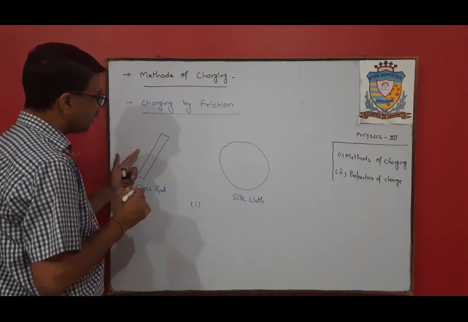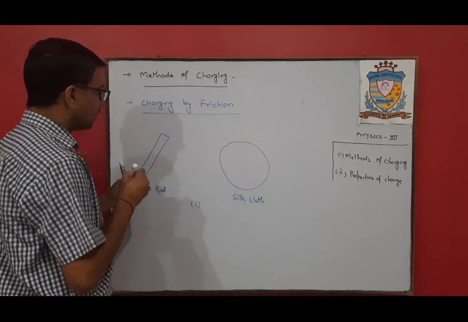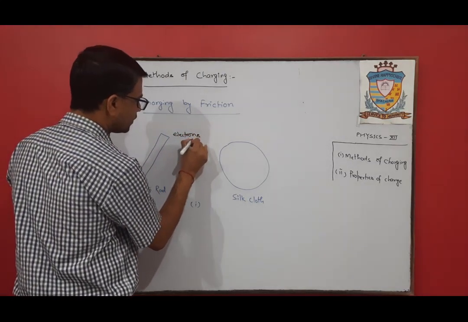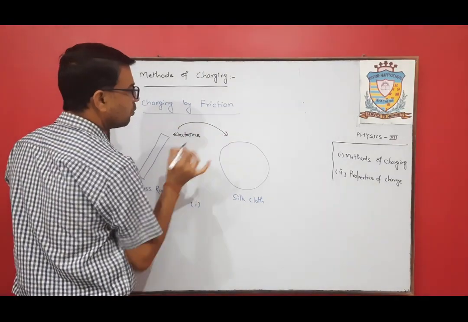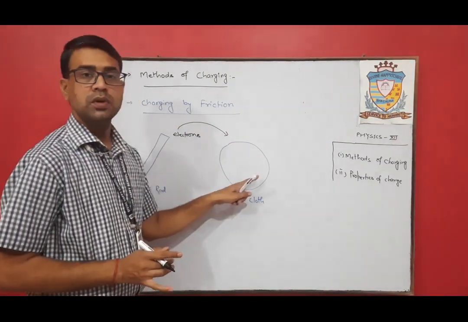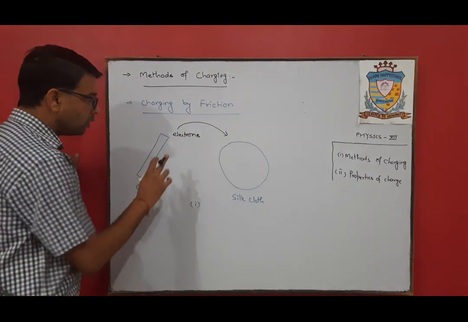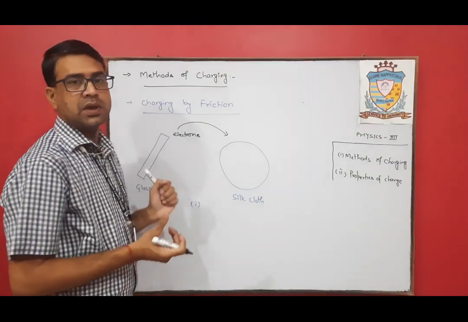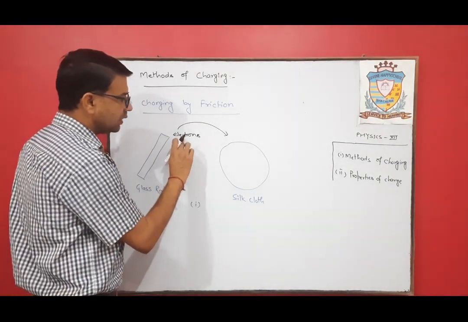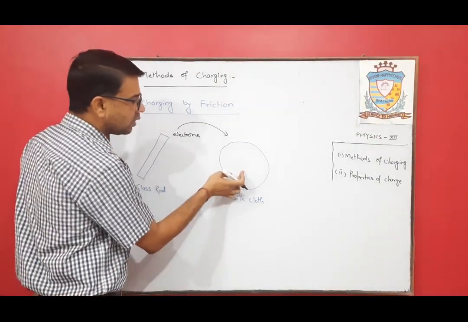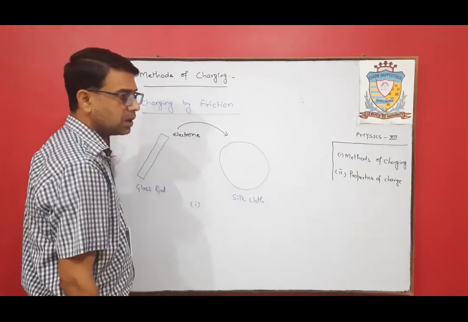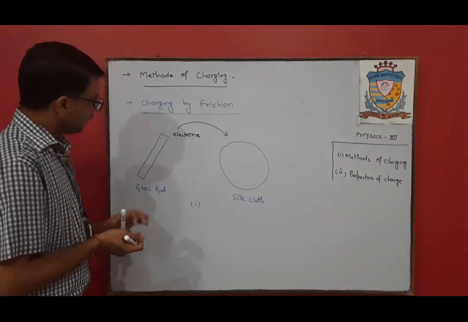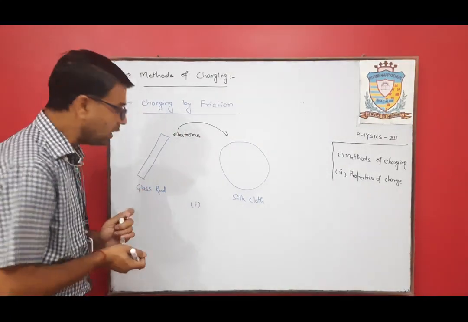Some electrons of the glass rod move from the glass rod to the silk cloth. So due to the movement of these electrons, as electrons carry negative charge, the silk cloth will become negatively charged, and due to the loss of electrons, the glass rod will become positively charged.